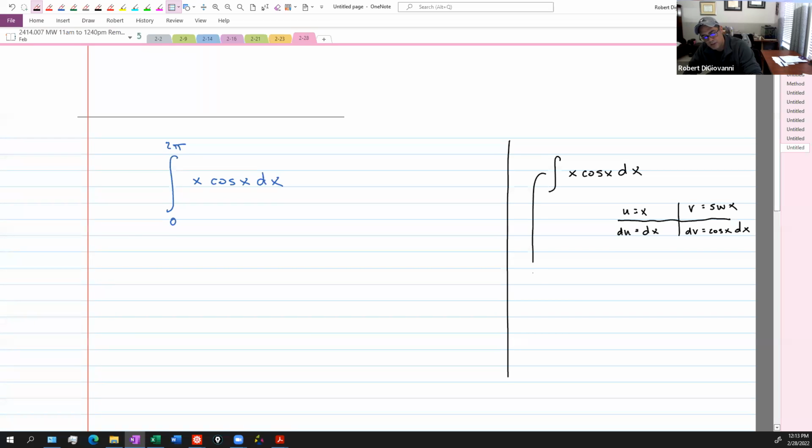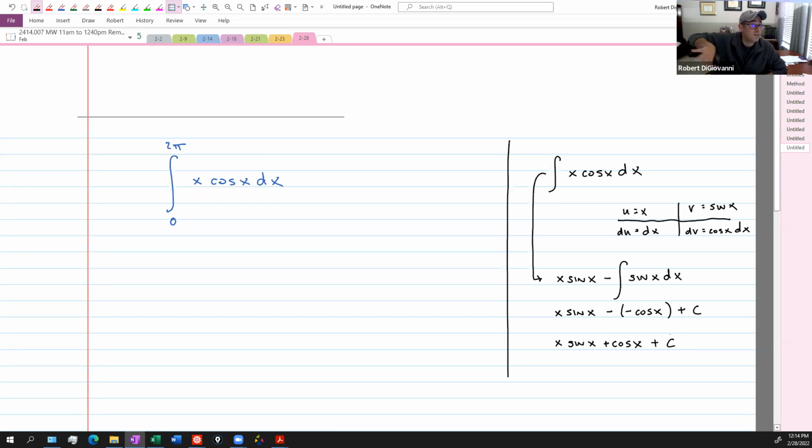And so this turns into uv minus the integral of v du. So this becomes x sine x minus the integral of sine x dx. And the antiderivative of sine x is negative cosine x. Be careful there. And then that becomes x sine x plus cosine x plus c. Okay, so we had to do some integration by parts first. And that's an integral that we did weeks ago. You may not have recognized it right away, but I expect that now that you see it, you're good with that.